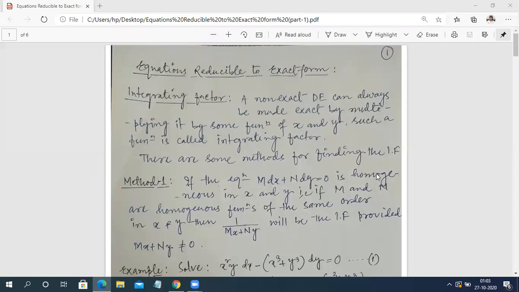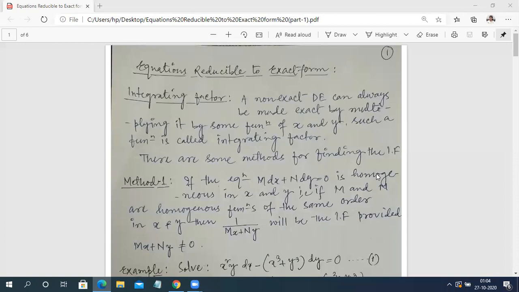So we have already discussed, in case of linear differential equation, the integrating factor is always of the form e raised to the power integral p dx, where the linear differential equation is of the form dy by dx plus p into y is equal to q, where p and q are functions of x alone. But the integrating factor may vary. That means if the equation is not linear, suppose the equation is of another form, then how do we know what will be the integrating factor in that case?